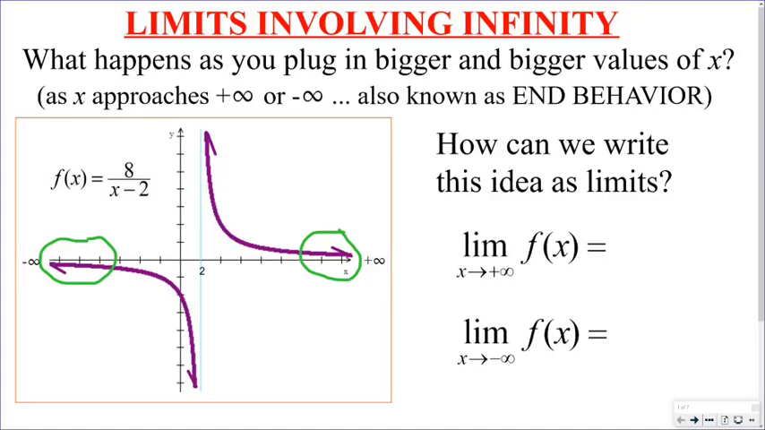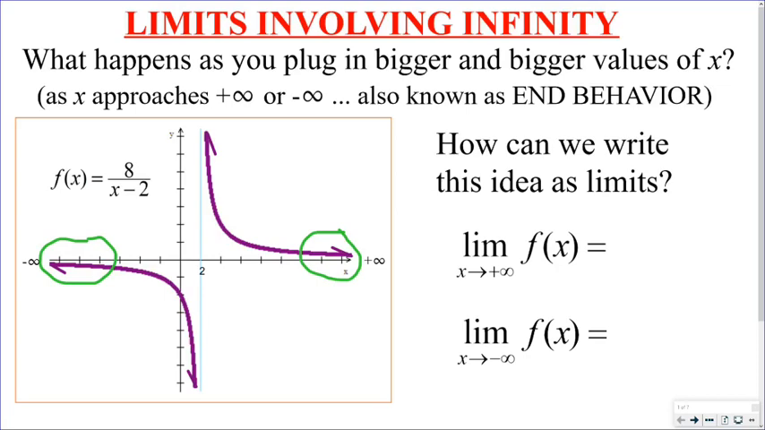In this lesson, we are going to look at limits involving infinity, specifically limits as x approaches positive or negative infinity. In previous classes, this may have been referred to as end behavior, or what's happening at the ends of the graph, the left and right ends of the graph.